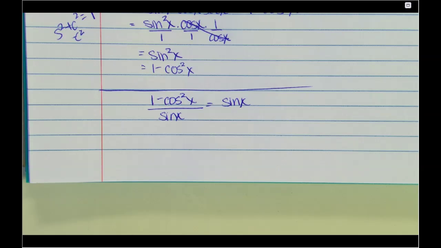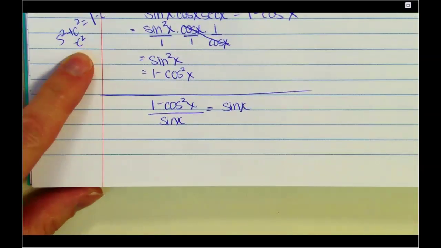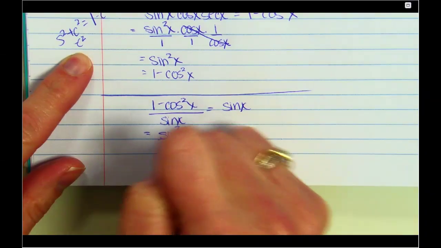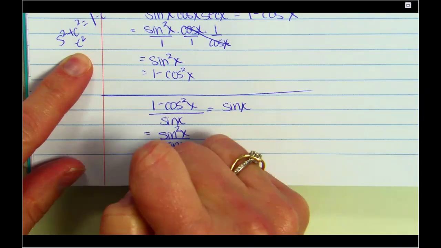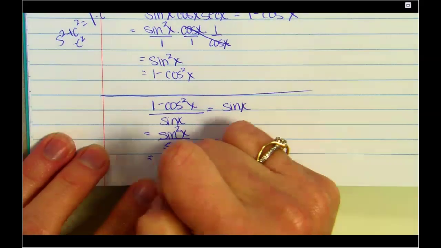Sine squared. We just did that math right here. 1 minus cosine squared is equal to sine squared. That's a rearranged big dog. So this is equal to sine squared over sine, which is equal to sine. Because sine squared, remember, just means there's 2. It's a sine times a sine, and then a sine on the bottom. So one sine cancels.